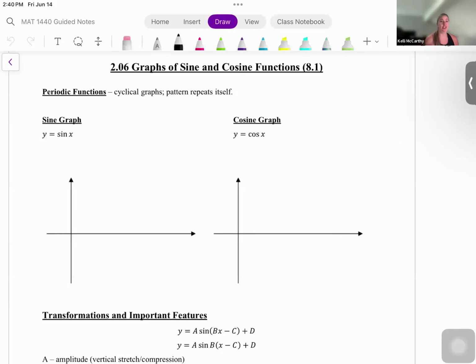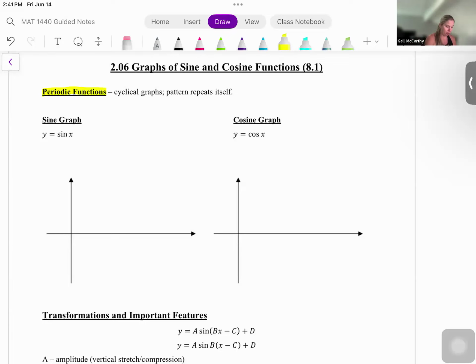In this video, we're going to start looking at the graphs of sine and cosine. First, let's define a periodic function, which is what we're going to classify all of our trig function graphs. These periodic functions have cyclical graphs where the pattern repeats itself.